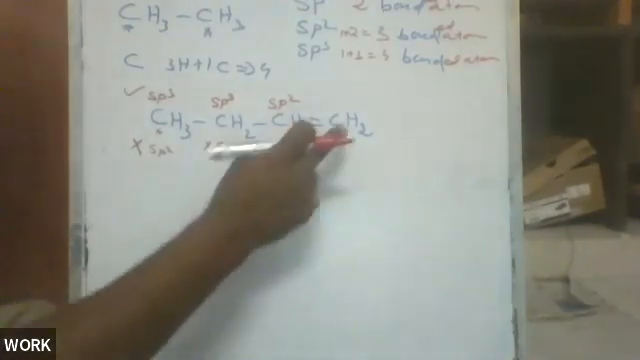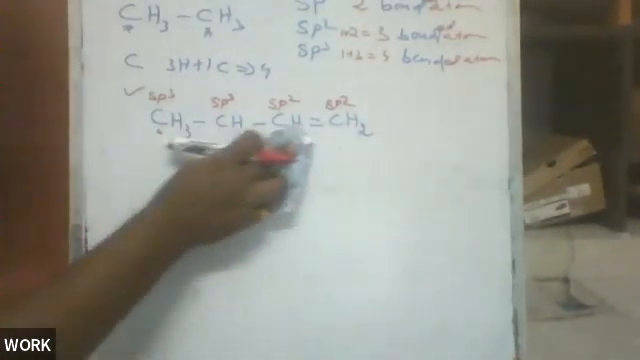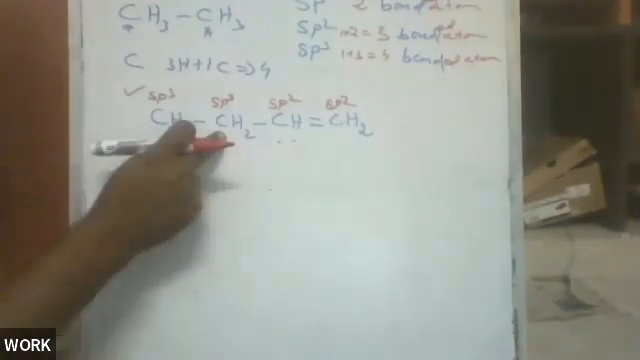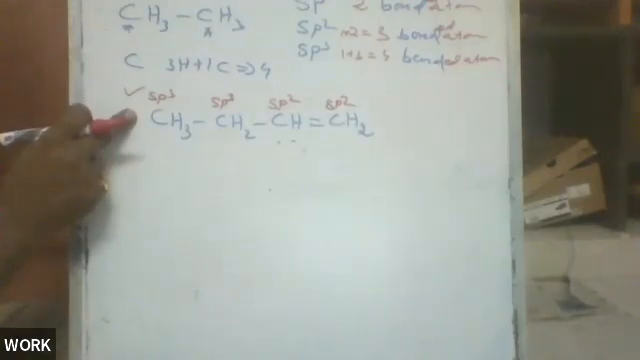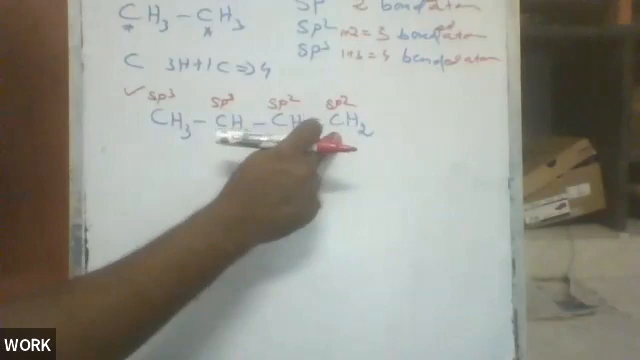SP2. For this carbon, sp2. Do you understand? You have to count the bondings. So here it is attached to 3 hydrogen and 1 carbon, sp3, 4 bonded atoms. This one 4 bonded atoms. This one 3 bonded atoms. This one 3 bonded atoms.